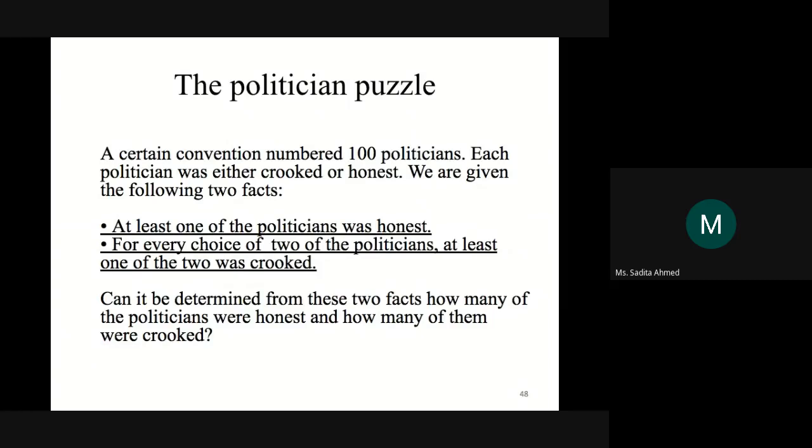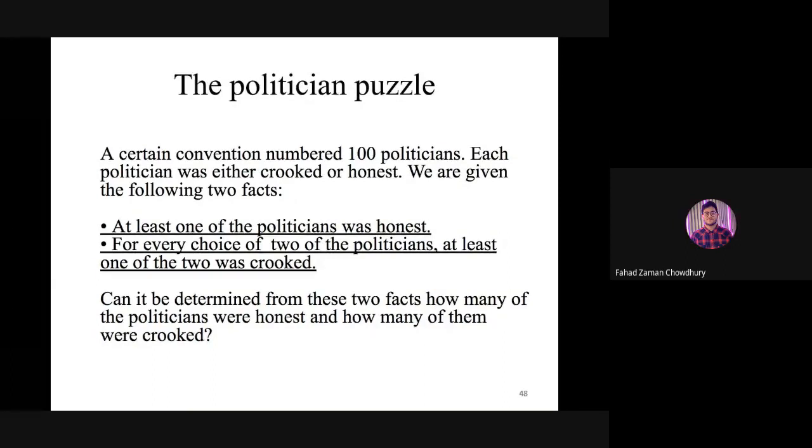You see where the fault is with what you said. If you had only one crooked and the other 99 were honest, then you would get a pair where both are honest, or a pair where none of the politicians are crooked. However, the fact here states that at least one has to be crooked. So that is not a possible solution.